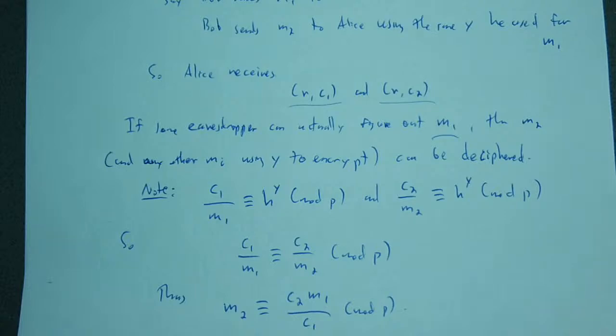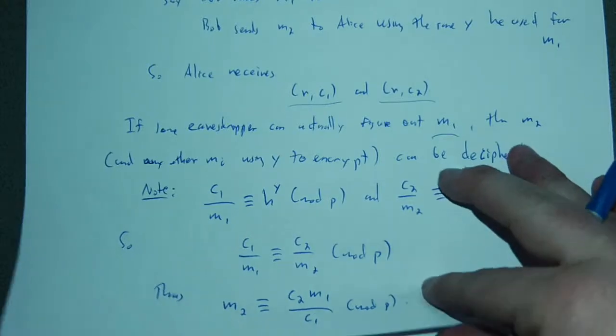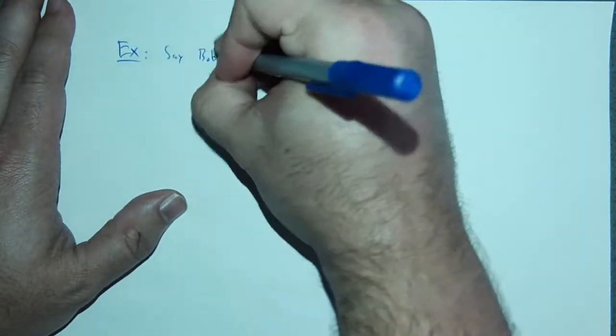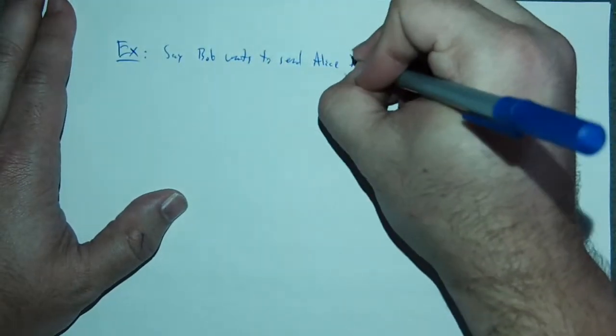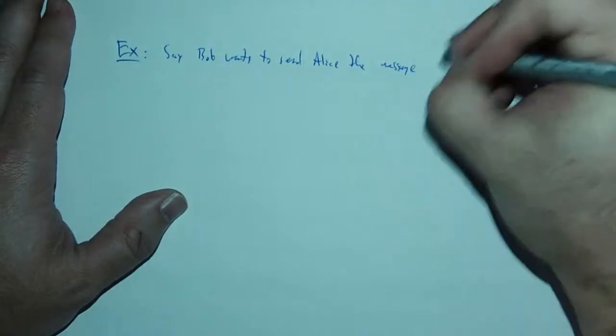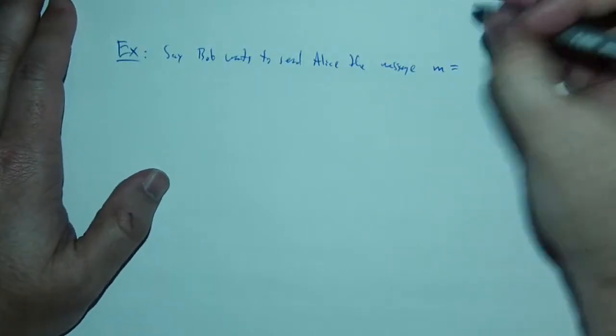Okay. All right. So that is how this goes. So let's do a quick example of this. So say Bob wants to send Alice the message M, which is 371.